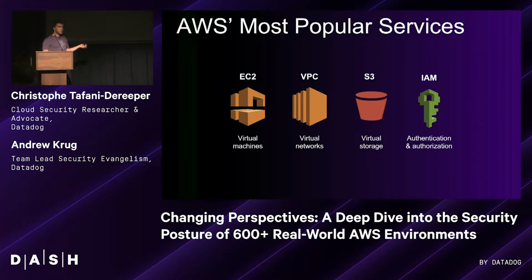These are the most popular services on AWS that you might have heard of probably. So EC2 for virtual machines, VPC for networking, S3 for storage, and IAM for identity and access management. And so these are so common that if we want to secure cloud environments, we really need to try and understand how this works and what are the most common vulnerabilities. Otherwise, it's very hard to secure most environments.